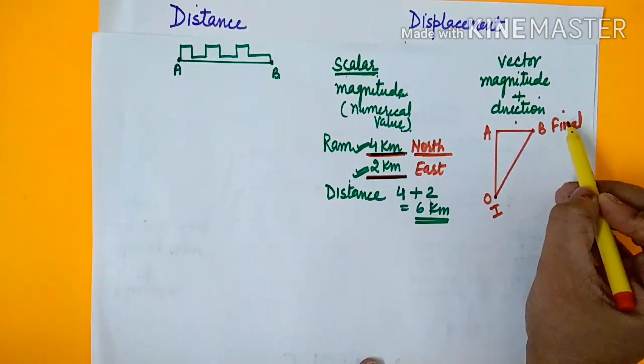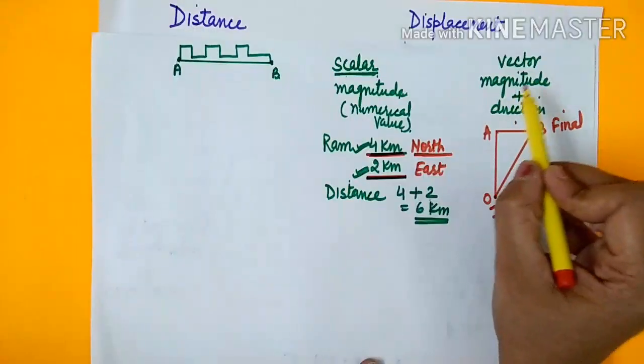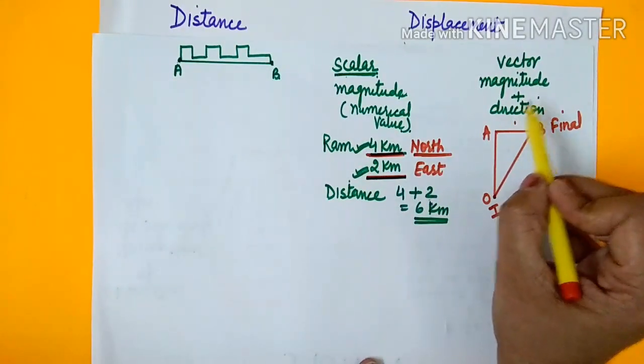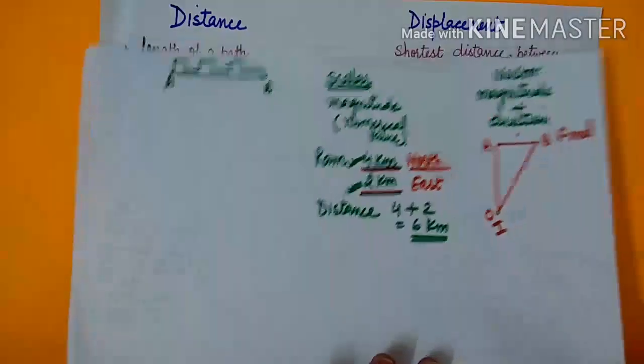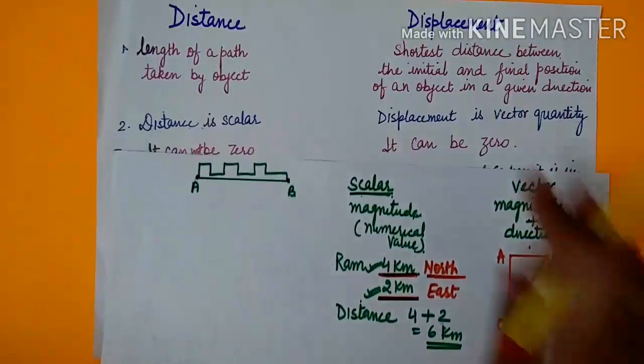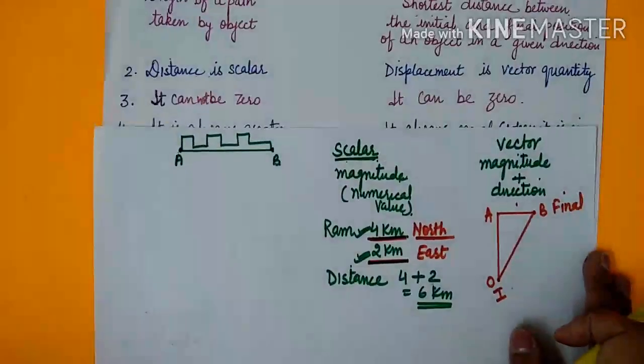You can't calculate the displacement without knowing the direction. Only by knowing the magnitude, you can't calculate the displacement. So it comes under the vector quantity. Now concentrate on the third point.